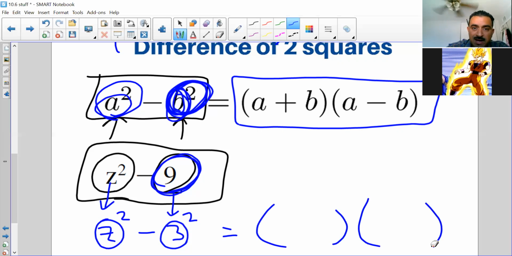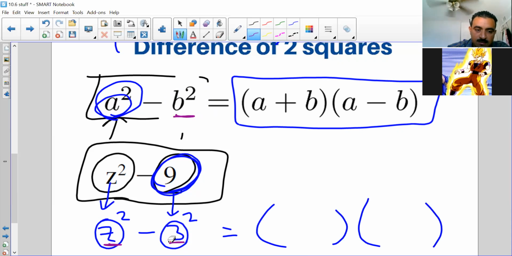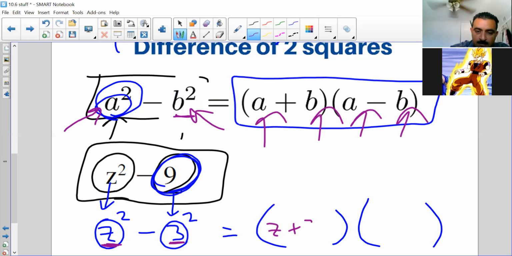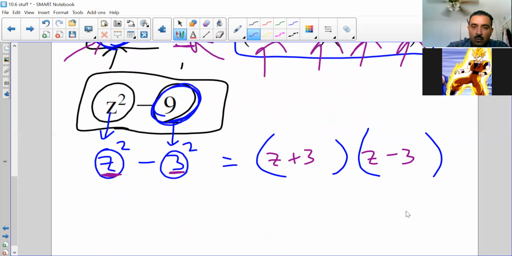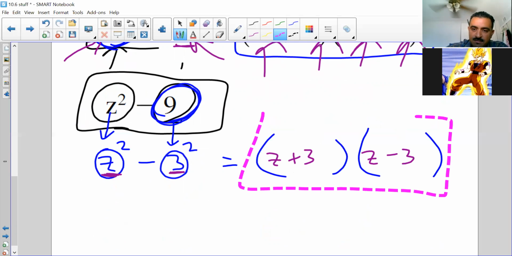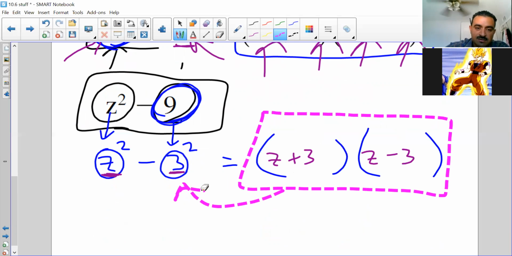In other words, what serves as my A value here? Well, my Z does. And what serves as my B value? Well, my 3 does. So Z is kind of like my A value in this pattern, and 3 is kind of like my B value in this pattern. So I'm just going to follow this pattern. Look at A plus B times A minus B. In this case, it's going to be Z plus 3, Z minus 3. Done. In other words, this is the stuff I multiply to get to this original expression right here.